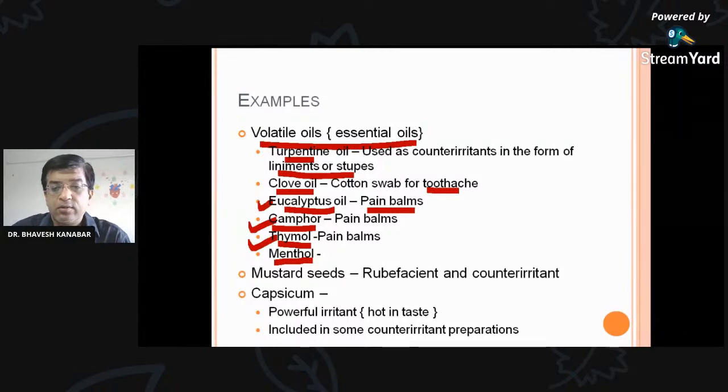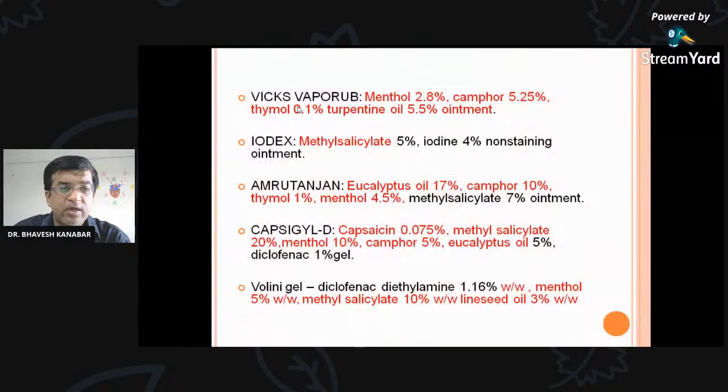Back again. Only the last slide is there. Then mustard seed. Mustard seed is also called a rubefacient and counter irritant. Capsicum is a powerful irritant, hot in taste, included in some counter irritant preparations. Then these are the examples: Vicks Vaporub, Iodex, Amrutanjan, Capsigel, Volini gel.